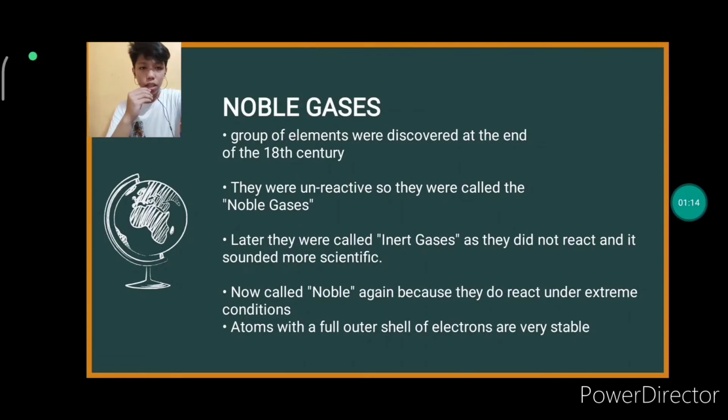Noble gases are a group of elements discovered at the end of the 18th century. They were unreactive, so they were called noble gases. Later, they were called inert gases as they did not react and it sounded more scientific. Now, they are called noble again because they do react under extreme conditions. Atoms with a full outer shell of electrons are very stable.